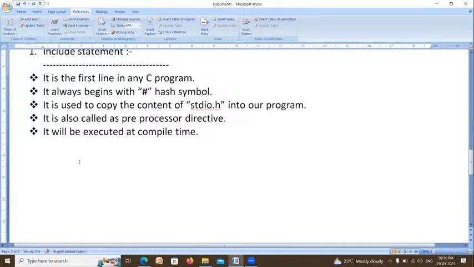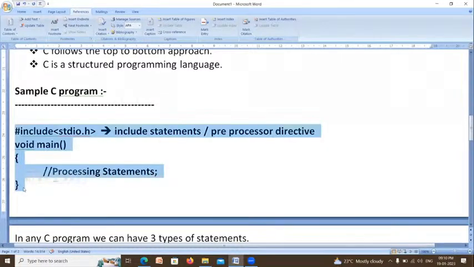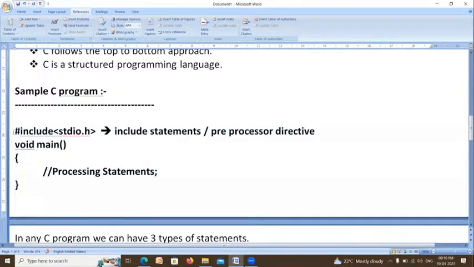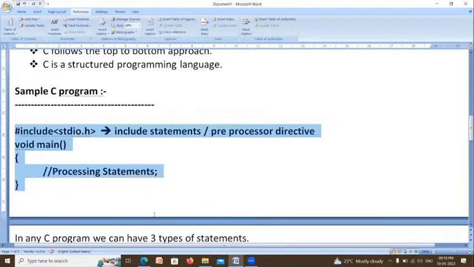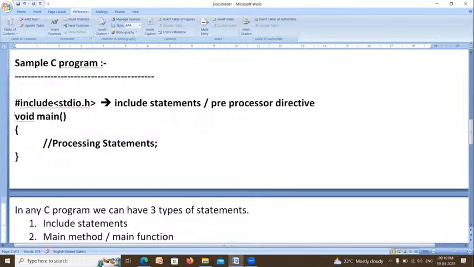What is the meaning of compile? See, the program you write is in English, am I right? Computer cannot understand English, no? Computer can understand only the language that is 0 and 1. It cannot understand ABCDs, void, main. Then what to do? We need to convert this program into machine understandable form. That conversion process is called compilation. After converting your program into machine understandable form, the computer can understand and execute your program. So this line will be executed at the time of compilation, not at the time of running. So it is called preprocessor.